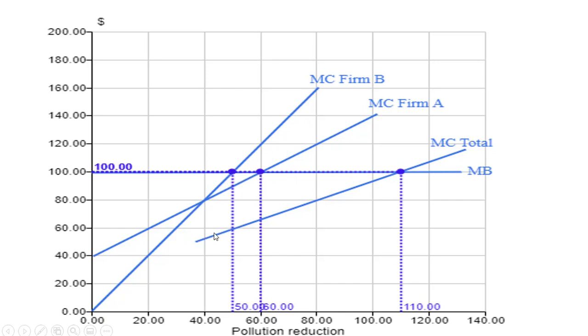And the other alternative solution, we just added up both of these marginal cost curves horizontally, and we got this marginal cost for total pollution reduction in the industry, and the marginal cost here for the total pollution reduction in the industry intersects the marginal benefit curve at 110. And as we saw, this 110 is comprised of 60 units from firm A and 50 units from firm B. Okay, that's it. I'll stop here.